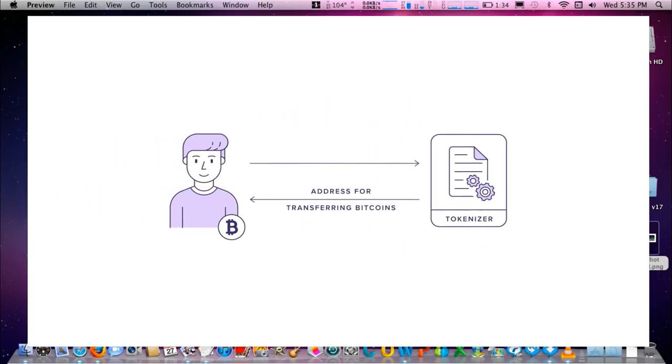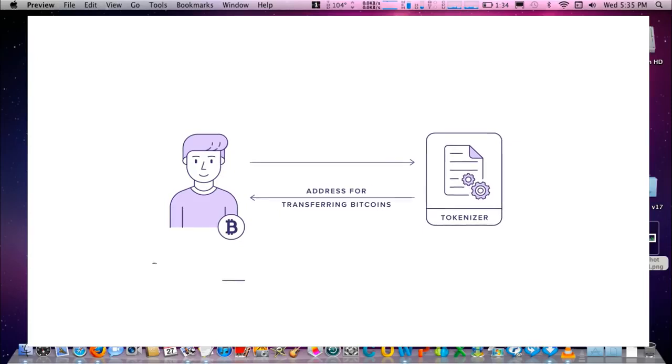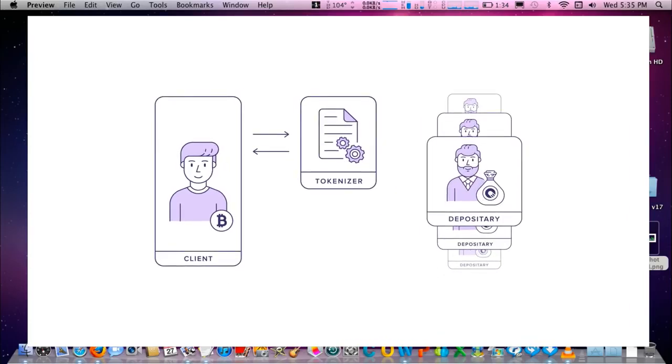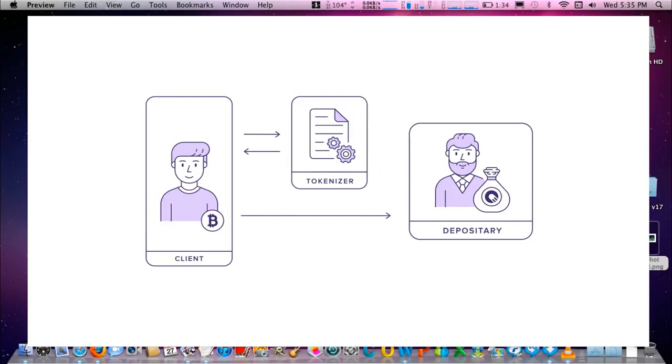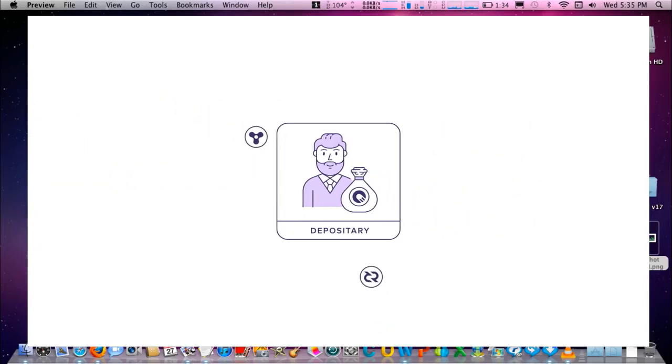It sends you the address that you should transfer the Bitcoins to. This is the address of one of many depositories, selected by an algorithm that gives equal chances to all interested depositories. A depository is a participant in the OTN network that performs external calculations with users' real assets and receives a commission.